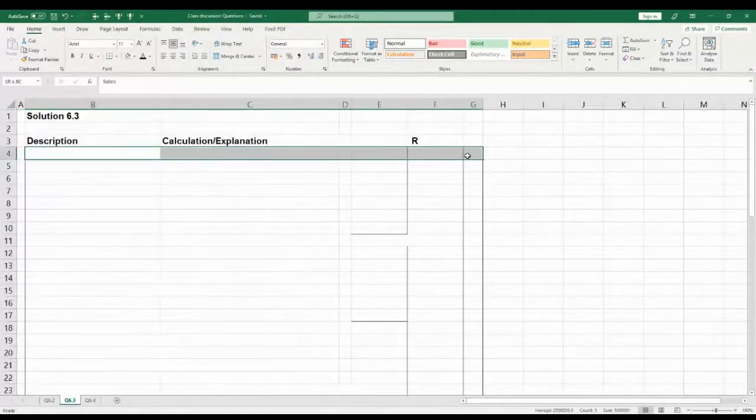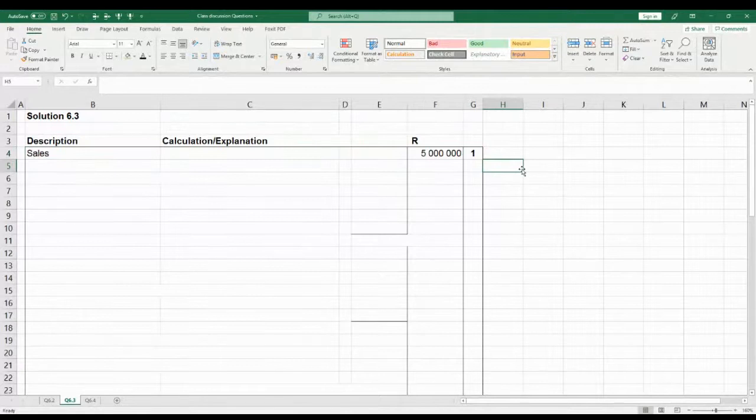Okay, so the first thing we said is we bring in the sales. In this scenario, we've just got normal sales, so you include the 5 million for the sales there. If they tell you there's local and foreign sales, then you would have accounted for the local and foreign sales separately, or you could say sales and just add the two amounts together, and I would have assigned the marks.